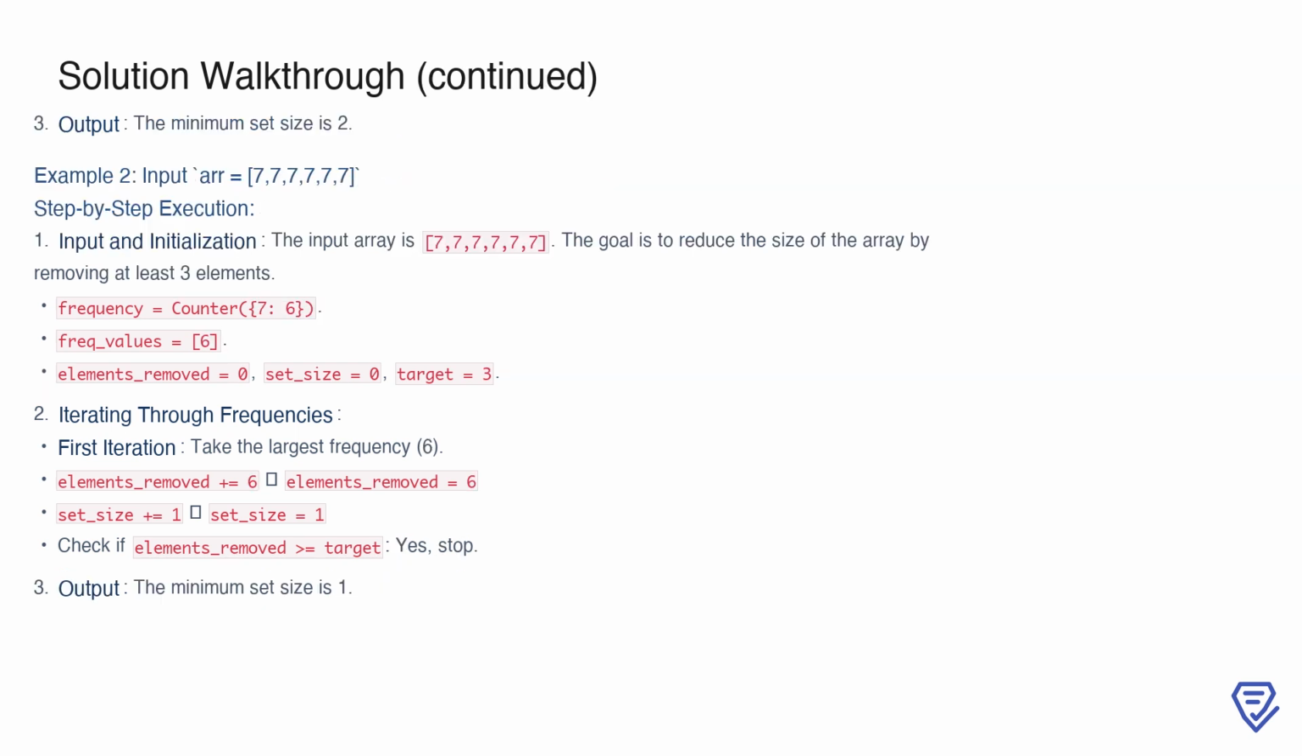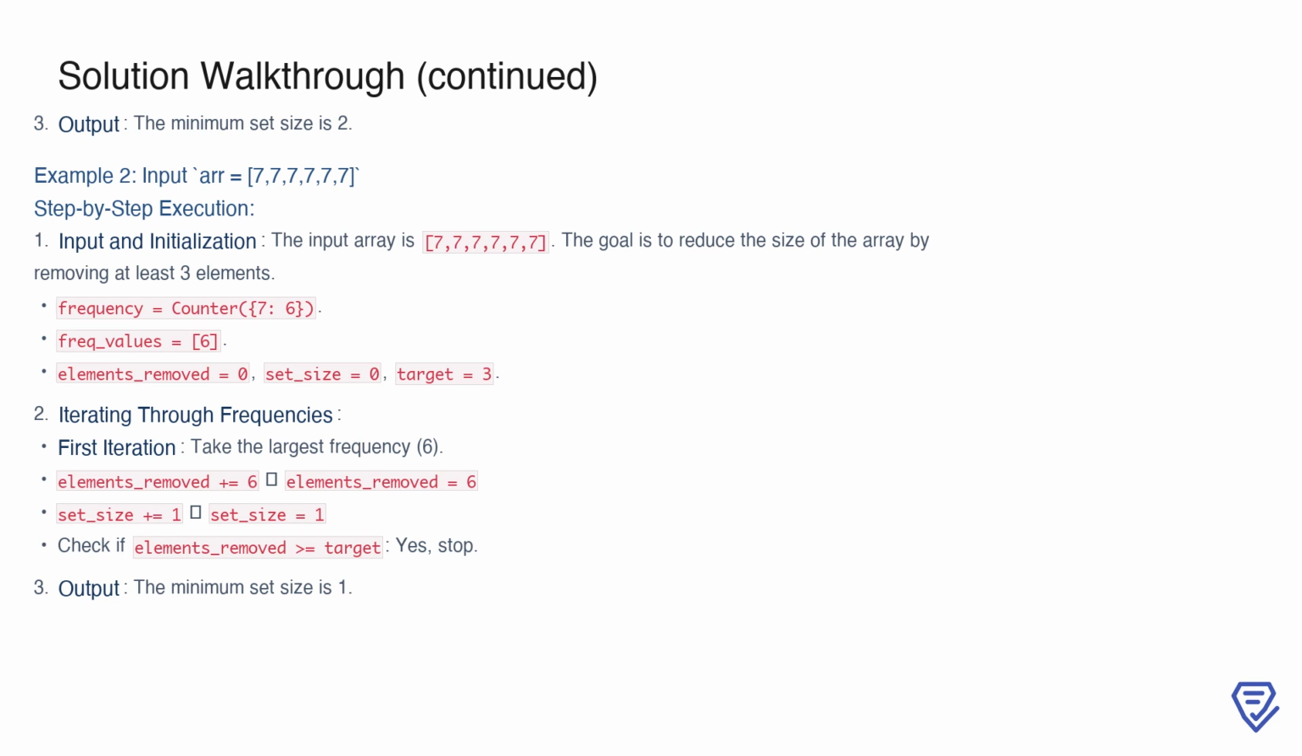The result of the first example is that the minimum set size required to reduce the array by at least half is 2. Now, in this second example, the input array is 7, 7, 7, 7, 7, 7. Here, our target is to remove at least 3 elements. Calculating the frequency of the elements, we get frequency equals counter 7, 6, meaning all 6 elements are the same. The sorted frequencies are frequency_values equals 6. We initialize the variables elements_removed equals 0, set_size equals 0, and target equals 3.